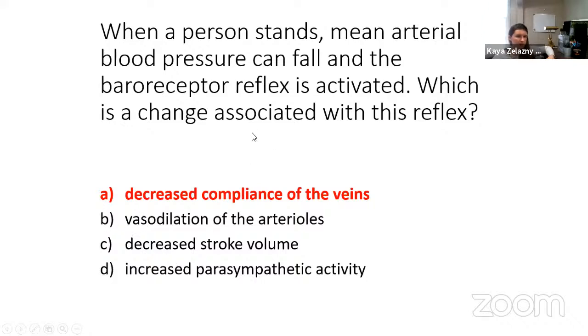So we would actually see the opposite of these during the baroreceptor reflex. We'll see constriction of the arterioles, we'll see increased stroke volume, and we'll see increased sympathetic activity. And if you want to review this, this really is all about that flow chart. So this question is exactly which of these do you see in that flow chart. So if this was confusing to you, go back and take a look at that and spend some time practicing with that.